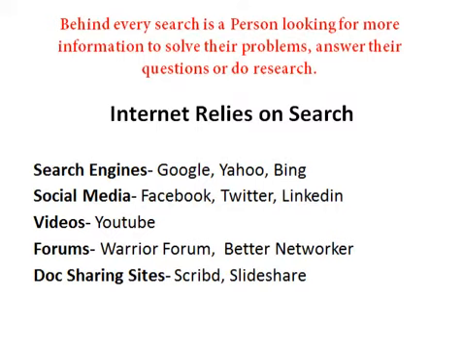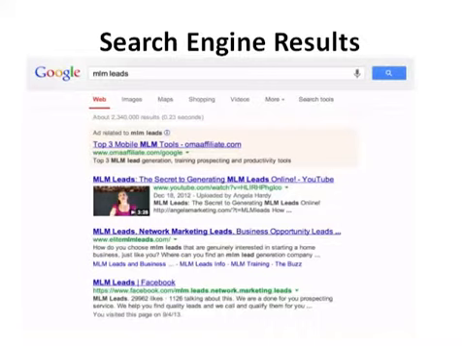So the internet relies on search. Everything comes down to search. It doesn't matter what big sites are out there. Everything from search engines like Google, Yahoo, or Bing, to social media platforms like Facebook and Twitter, they have really advanced search features. You can find things like video sites like YouTube. All of them rely on search. Even forums like Warrior Forums and Better Networker, and even the doc sharing sites like Scribd or SlideShare, if you've ever used those, where we can upload things like PDFs and presentations like PowerPoint. All of these websites rely on search. So down to the core, every single thing online is wrapped around one thing, and that's search.